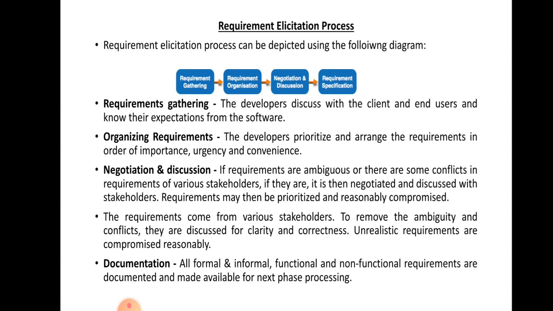If any problems arise in the requirements or any conflicts occur in the requirements, then the developers have to discuss with the particular stakeholders. Then again the requirements are arranged in a particular order. That is nothing but discussion. And the final one is, after the requirements process is over, the requirements are documented or specified, which are the functional and non-functional requirements, and then the information should be available for the next phase of processing.